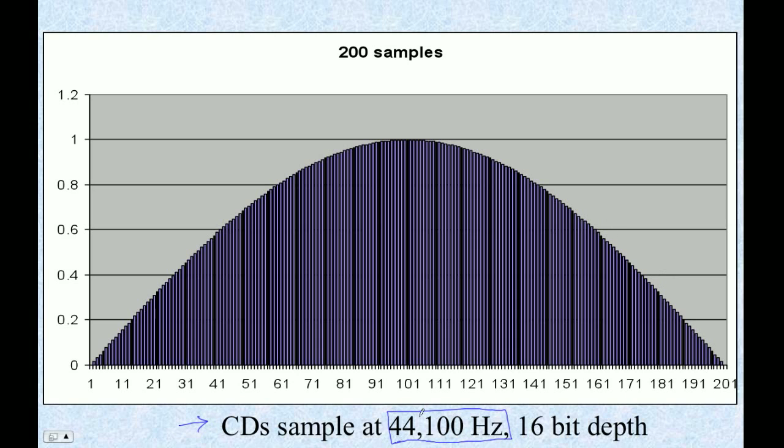There's a basic theorem. I don't know whose theorem it is, but if your sample rate is twice the frequency range, then you basically have the signal perfectly captured, right? And humans can hear 0 to 20,000 hertz, and so 44,100 is more than twice that. And then it's a 16-bit depth, which, gee, that's a lot of numbers you can get with 16 bits, right? So CDs are good.